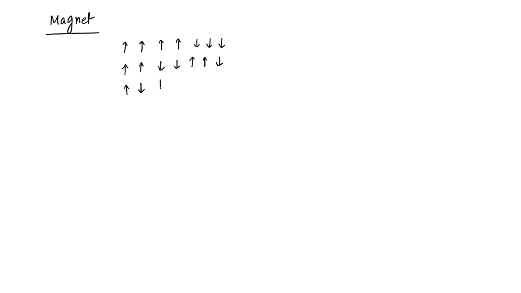Okay. Coming back to the second example, let's talk about a magnet, and there are a number of spins. There are four magnetic moments, or spins if you like, pointing up and three pointing down. So I can have this, and this is another configuration of the same thing, and this is another configuration of the same thing, and there are many configurations that one can find or write down.